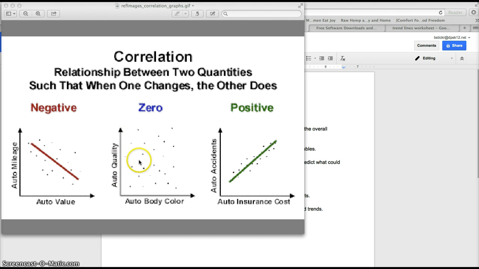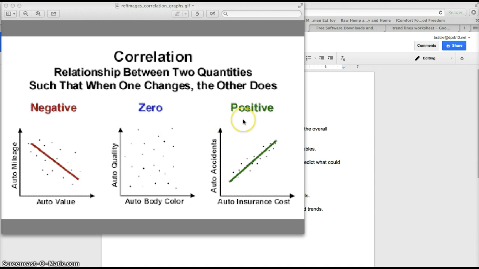The middle graph shows a zero relationship. If you were to connect these, there would be such a disparity in the data points that you are really unable to form a trend line. And so here they're saying the quality of the car relative to the color of the car. So as you know, there are high quality cars that are black and red and white and silver, and there are low quality cars that are black and white and red and silver. So they're showing that there's zero relationship here between the color of the car and the quality of the car.